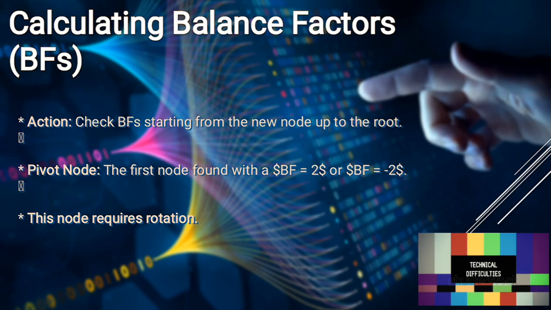Before we rotate, we need to know where the imbalance is. We calculate the balance factor for every node, starting from the insertion point and moving up to the root. The first node we find with a balance factor of 2 or -2 is our pivot. That's the node that needs to be fixed through rotation.